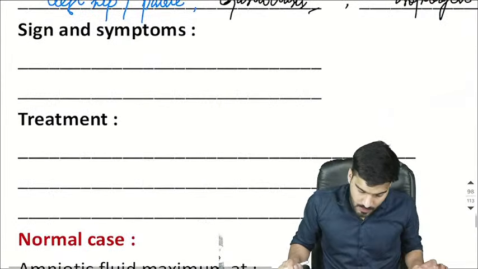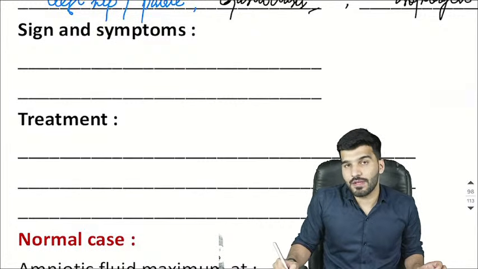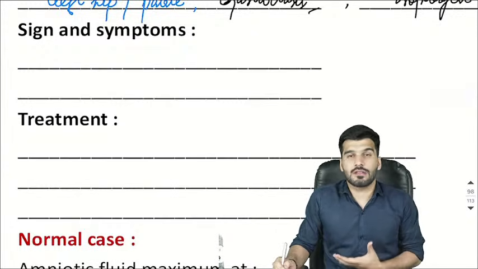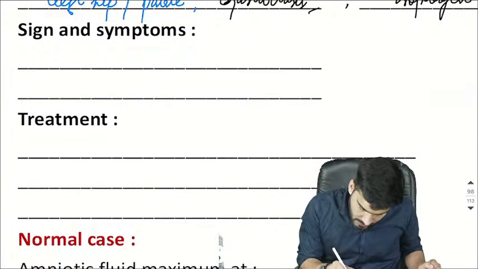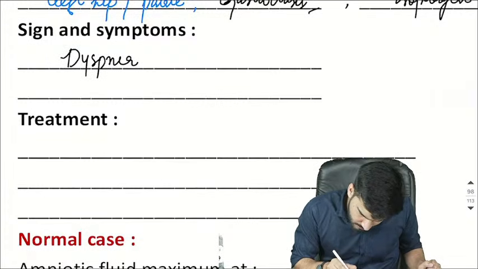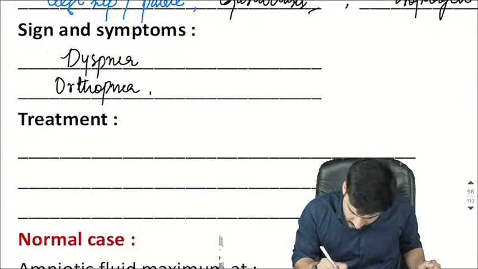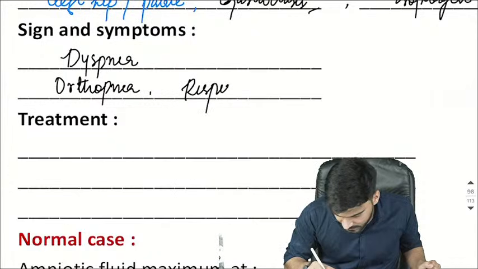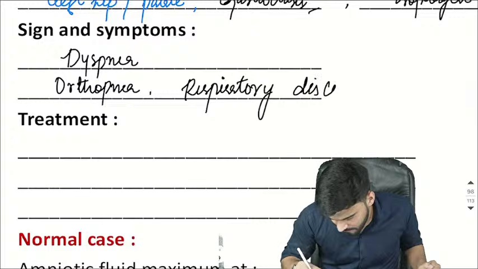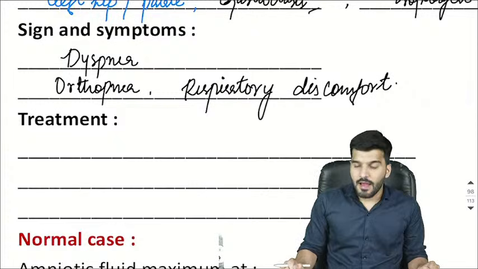Signs and symptoms. Now what will happen? Due to this polyhydramnios, there will be decreased tone, and it will also cause respiratory discomfort to the mother as well. So the mother will have dyspnea, will have orthopnea, and respiratory discomfort.